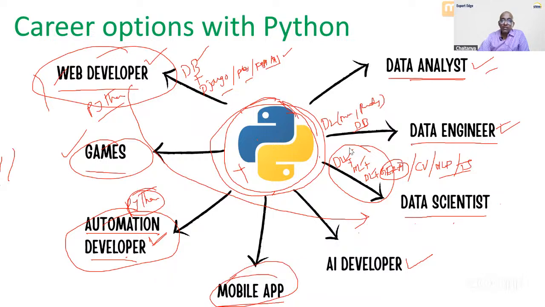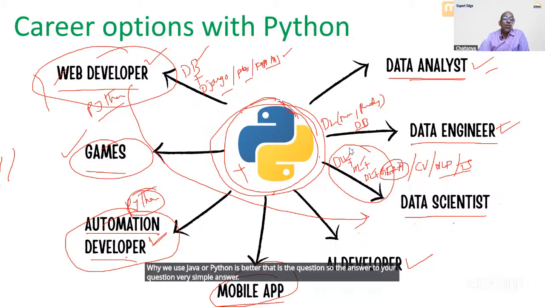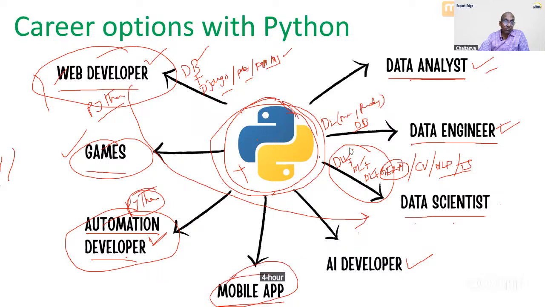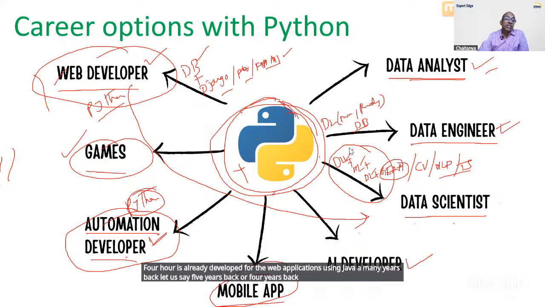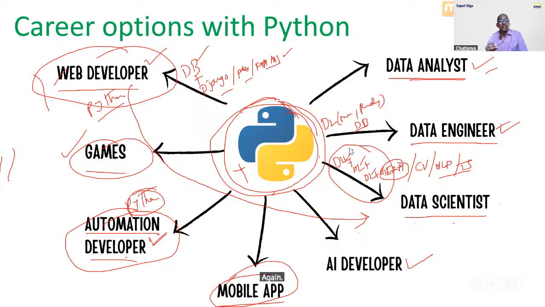Why we use Java if Python is better? That is the question. So the answer to your question, Naveen, is very simple. Whoever already developed web applications using Java many years back, let us say 5 years or 4 years back, are still running their web applications in Java. If they want to shift or build their web application in Python now, because Python is getting popular, they again need to spend lakhs or crores of money to build the same website in Python again.